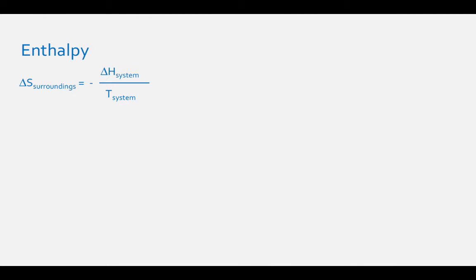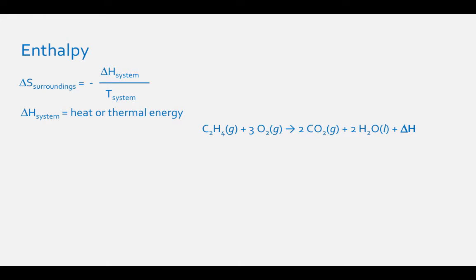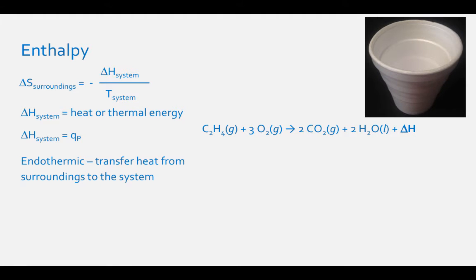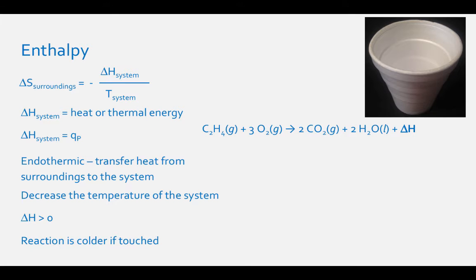Enthalpy is defined as the heat or thermal energy exchanged at constant pressure. In our ethene example, the heat that was released as a result of the combustion is the enthalpy. The change in enthalpy equals the heat that is lost or gained by the system at constant pressure. Endothermic processes involve a transfer of thermal energy, heat, from the surroundings into the system. If the system is isolated from the surroundings, as in a styrofoam cup, the system will experience a decrease in temperature. However, delta H for the system is still positive for an endothermic process, so if you were to touch an endothermic reaction, the temperature would decrease.